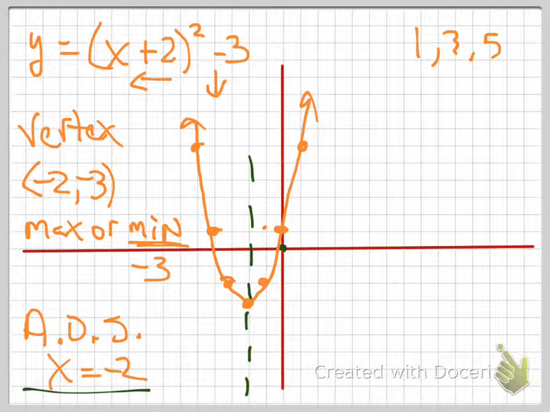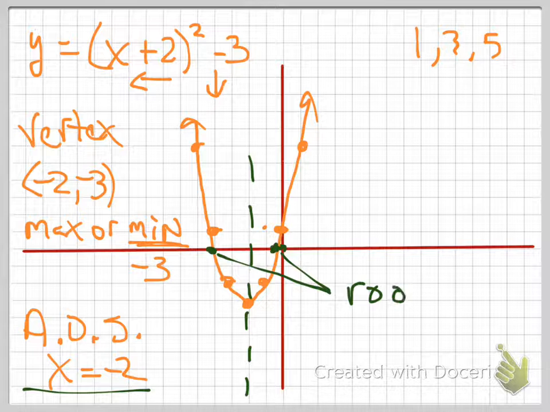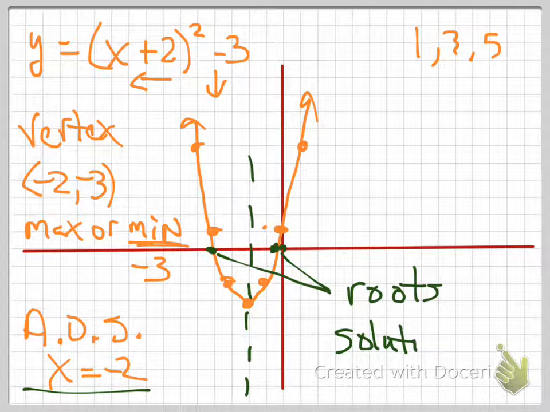Now, these two points right here where they cross the x-axis are known as roots. Those are the solutions to the quadratic function. So we're going to call those roots. How do you find those roots? Well, let's talk about that.